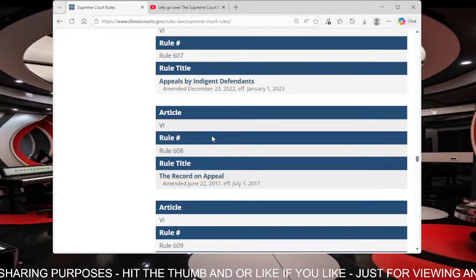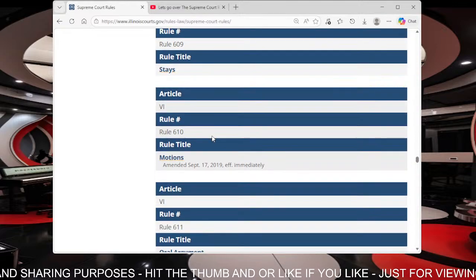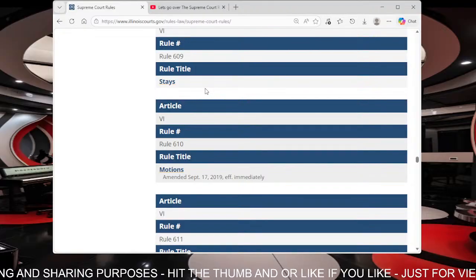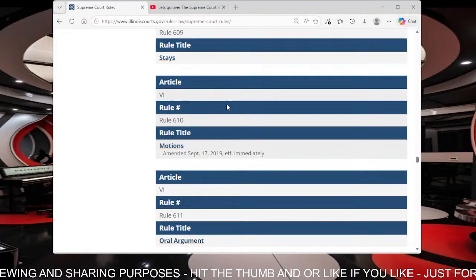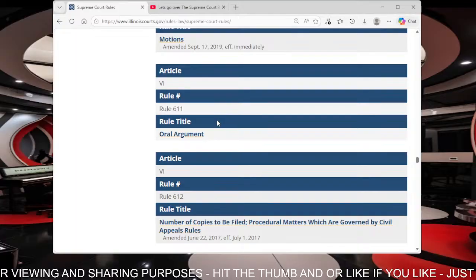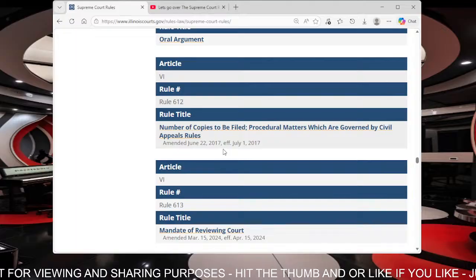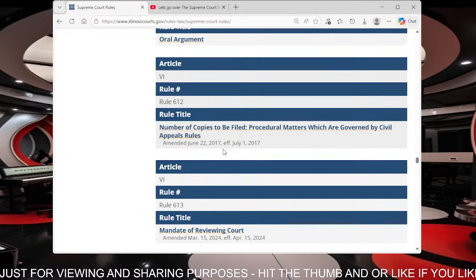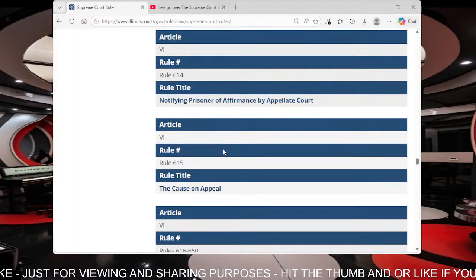Okay. Let's see the 607, appeals by indigent person. Record of appeal. 609, stays. Stay, to hold. 611, oral argument. 612, number of copies to be filed, procedural matters which are governed by civil appeals rules. 613, mandate of reviewing court.